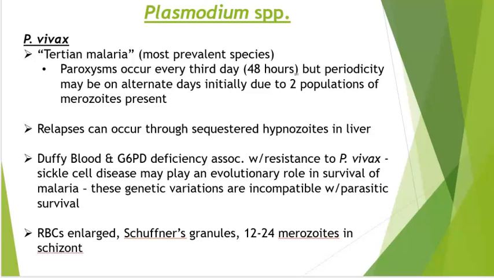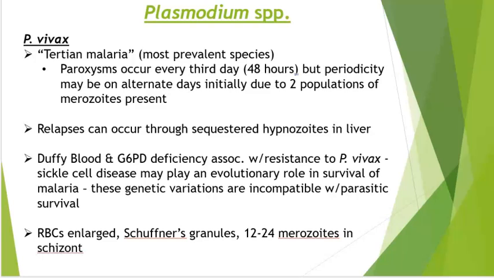Also, Duffy blood and G6PD deficiency are associated with resistance to Plasmodium vivax. Duffy blood you'll learn more about in blood banking, but Duffy is an antigen in the blood. Also, sickle cell disease may play an evolutionary role in the survival of malaria. These genetic variations are incompatible with parasitic survival. So not that you would want those conditions or deficiencies, but those may help you from getting this particular type of malaria.